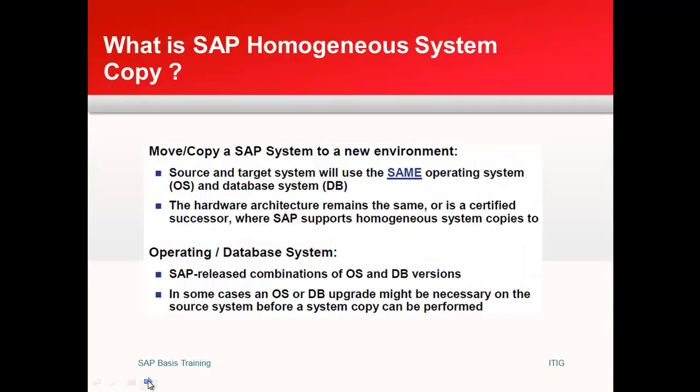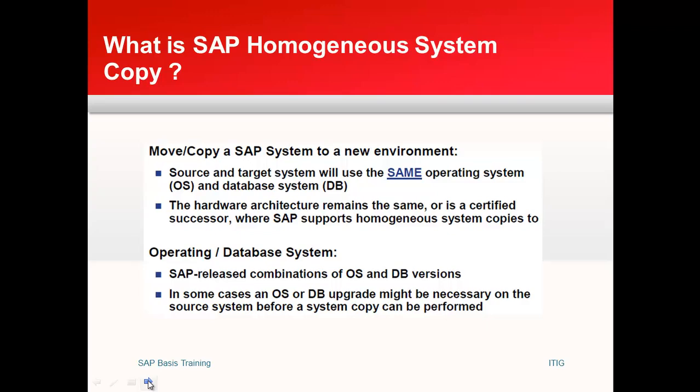So basically, homogeneous system copy is when we are trying to create a new system by moving or copying a system to a new environment. Source and target system will use the same operating system and the same database system. So that is one thing. Second thing is the hardware architecture remains the same. So basically either it is the same or it is a certified successor of it. That is where SAP supports homogeneous system copies.